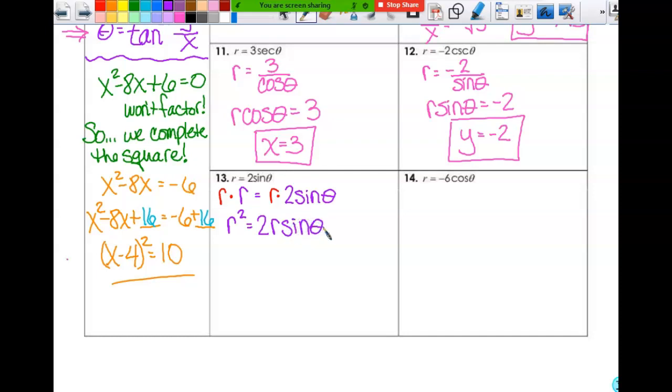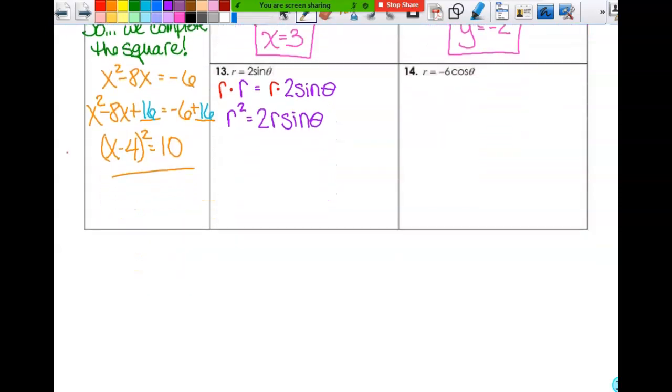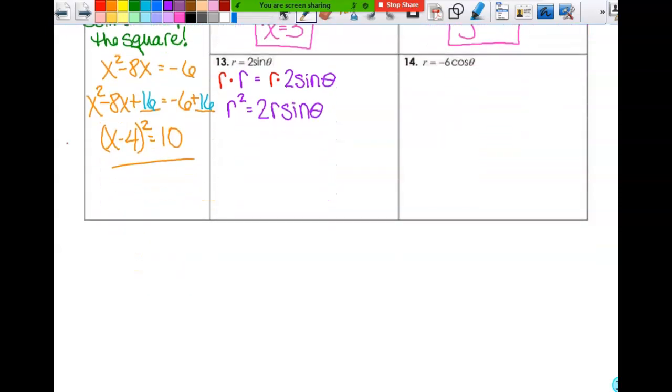So I did not square both sides. I multiplied both sides by r. That's what gave me an r squared on the left. Okay, we're all good with that? Now I have stuff I actually can substitute. R squared, I can substitute with x squared plus y squared, and that's equal to 2, and then r sine theta is y, so that's equal to 2y.